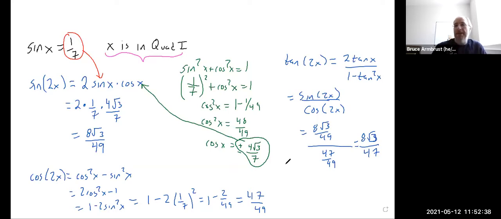Okay, but I'm just curious. I'm going to ask you guys a question. And this isn't anything to do with the actual question on the homework. But here's my question. What quadrant is 2x in? We already know that x is in the first quadrant. And which quadrant is 2x?